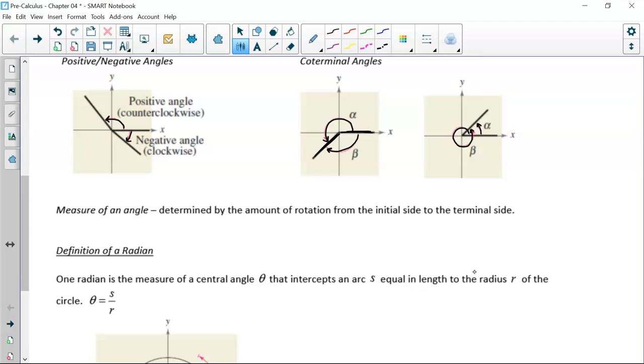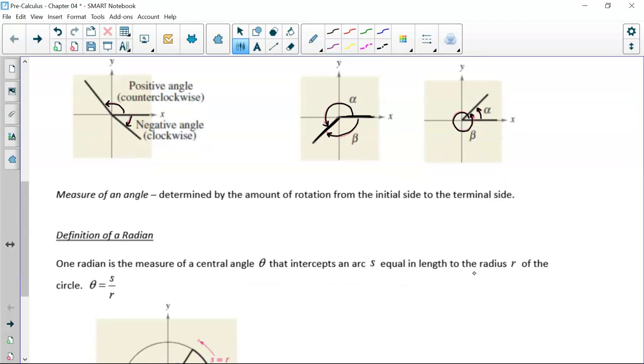When we talk about the measure of an angle, it's determined by the amount of rotation from the initial to the terminal side. Keep in mind, when we're talking about angles, we have a circle. And a circle is 360 degrees. That's one rotation around the circle.